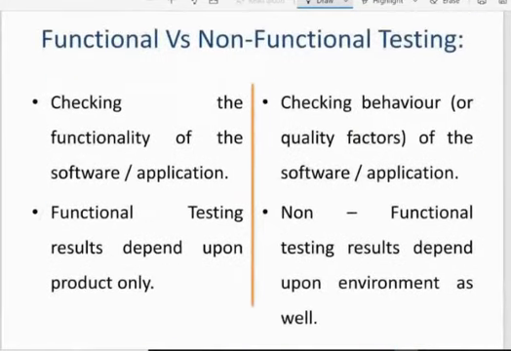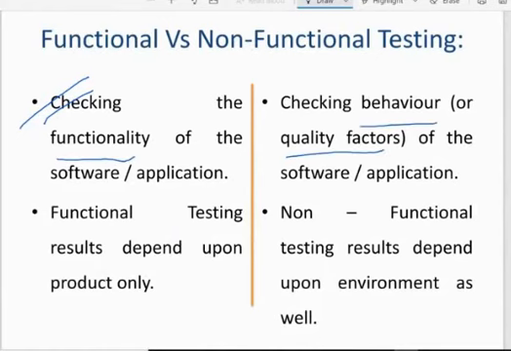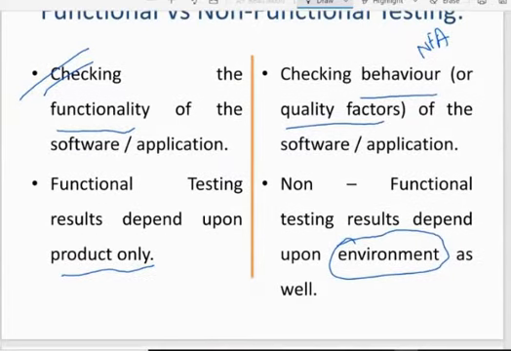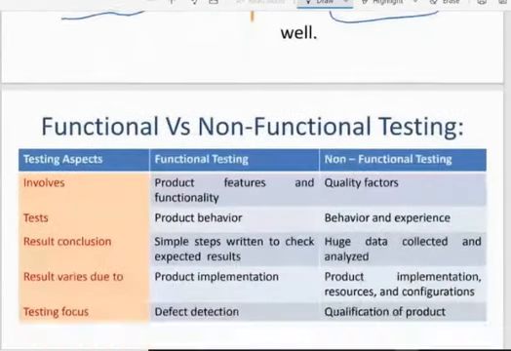Then we have functional versus non-functional testing. In case of functional, we check the functionality of the software application. In non-functional, we check the behavior or the quality factors of the software application. Your functional testing results depend on the product only. Your non-functional testing depends not only on the product, but also on the environment, because environmental factors may slow down my performance, right?